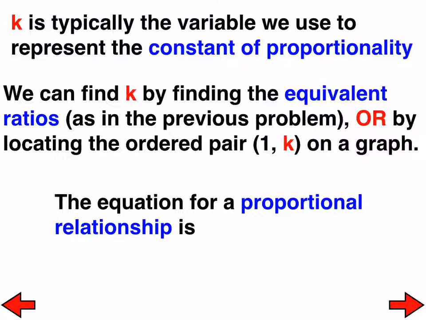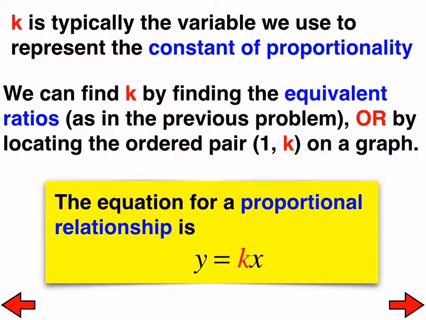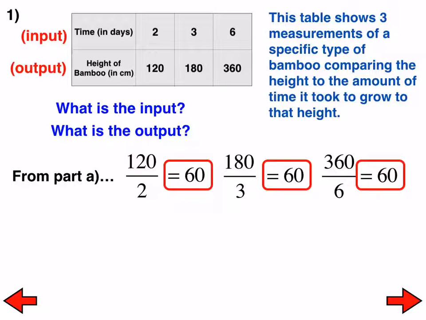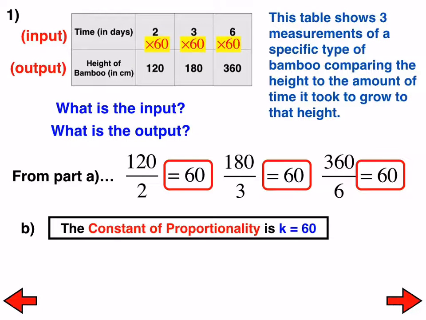So the equation for a proportional relationship is of the form y equals kx, where k, once again, is the constant of proportionality. So if we know the constant of proportionality, there are a lot of ways of finding that, we instantly know the equation for that. So in this case, it would obviously be y equals 60x. And another way of finding it is doing the constant multiplier, which I just showed up there. 2 times 60 is 120, 3 times 60 is 180, and so on. So the constant of proportionality is k equals 60 for this problem.